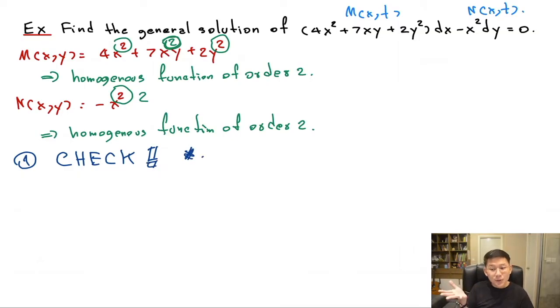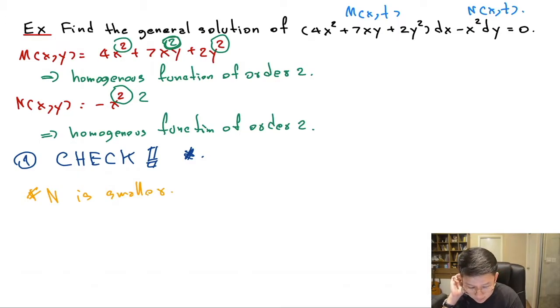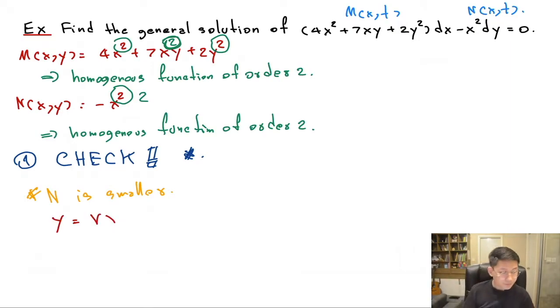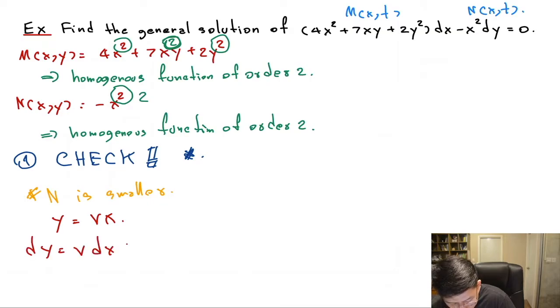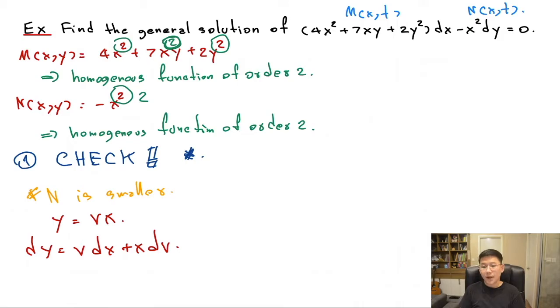Next, we need to look at the number of terms in front of dx and in front of dy. Here, the number of terms of x is smaller, right? So I'll let y be vx. Does it make sense? I'll let y be vx, and same, dy would be v dx plus x dv. And then we do substitution. Make sense?